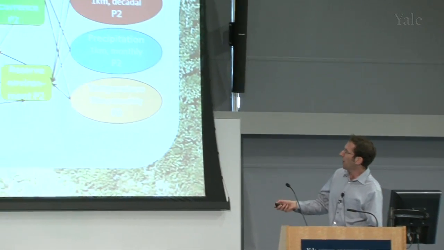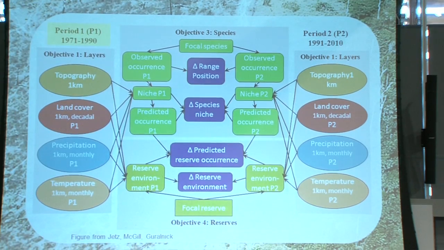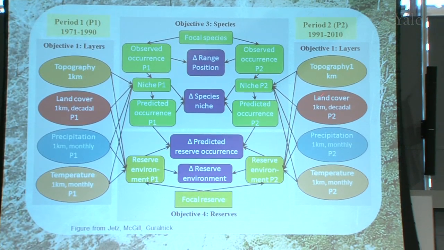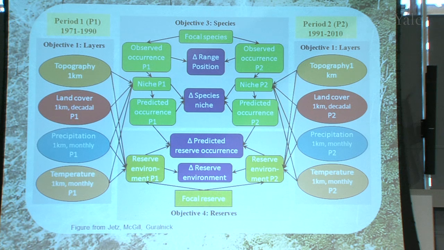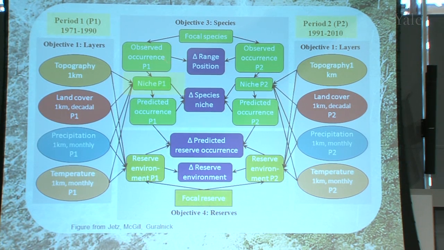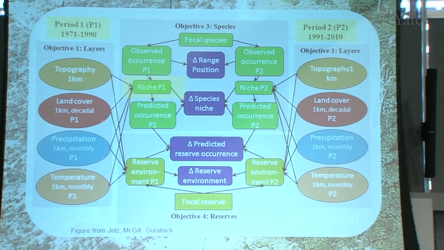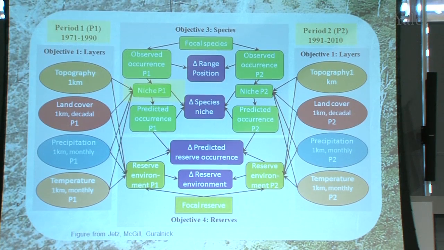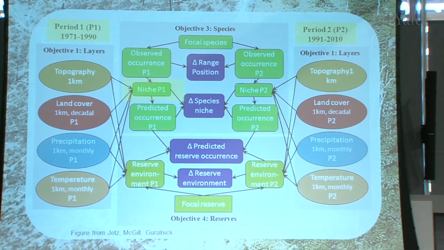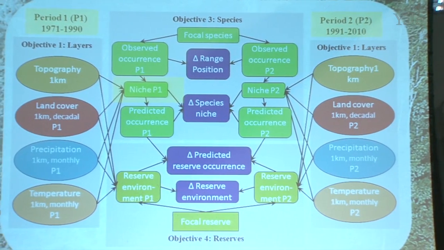So in a nutshell, and quickly, and I'm almost done, we have our period 1 time from here with our layers over those 20 years for topography and land cover and precipitation temperature. We have period 2 over here over the 1990s through the teens. And we take observed occurrence data in that 20-year bin for a particular taxon, and we're able to use that to do some modeling, niche modeling approaches. There's many different ways to slice the pie on doing the niche modeling, but we'll create a niche assessment for that period 1 and for period 2.